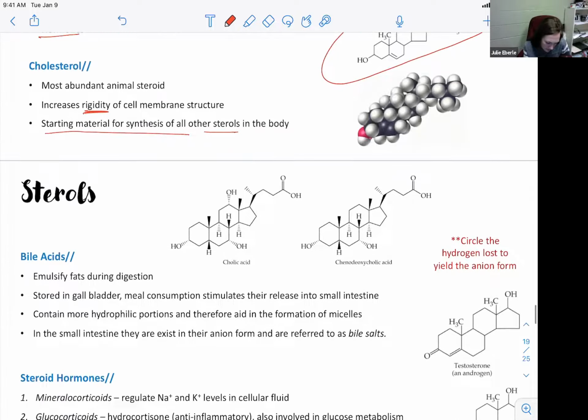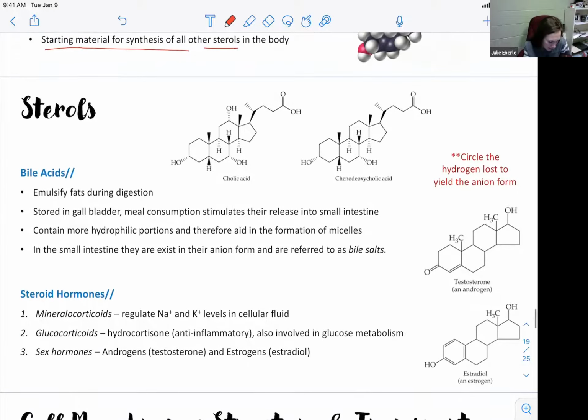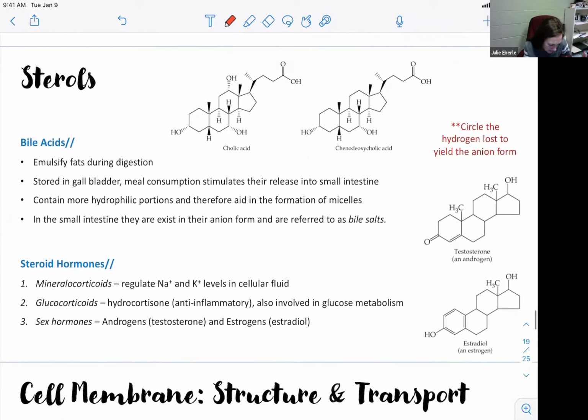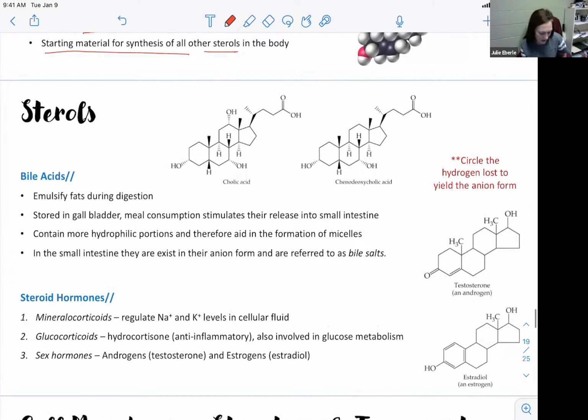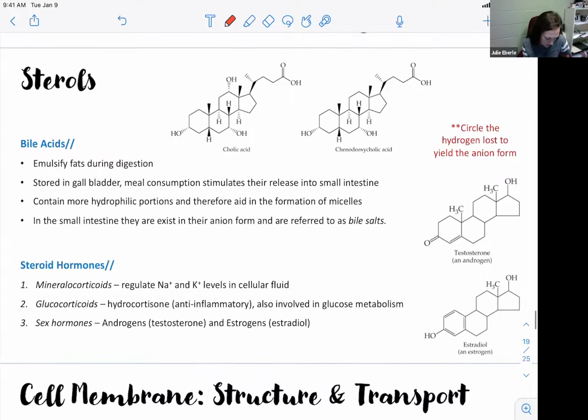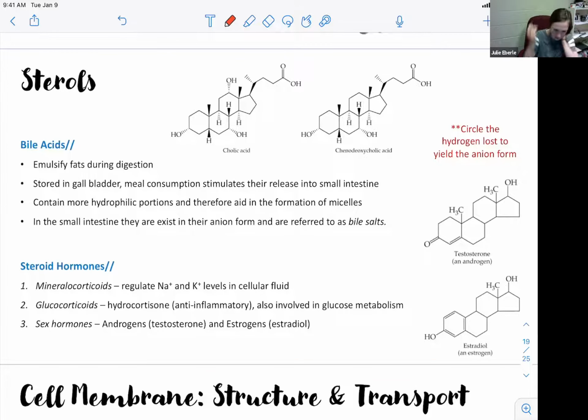Okay, so a little bit more on bile acids and steroid hormones, and then I think we're really on good track to talk about cell membrane structure and transport.